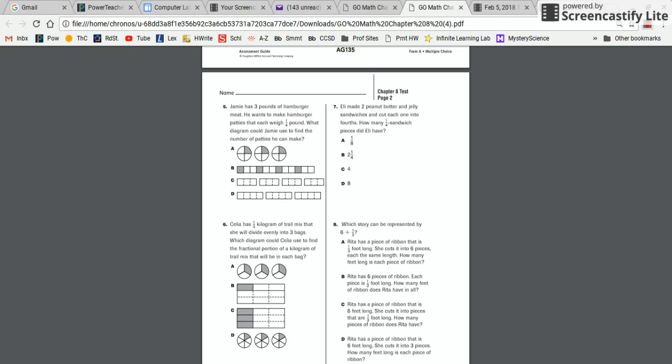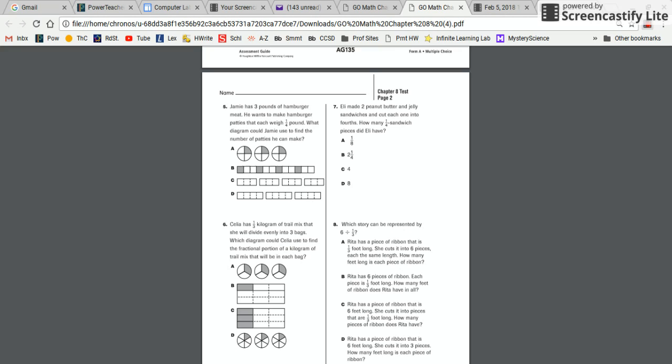B. Rita has 6 pieces of ribbon. Each piece is 1/3 foot long. How many feet of ribbon does Rita have in all? C. Rita has a piece of ribbon that is 6 feet long. She cuts it into pieces that are 1/3 foot long. How many pieces of ribbon does Rita have?